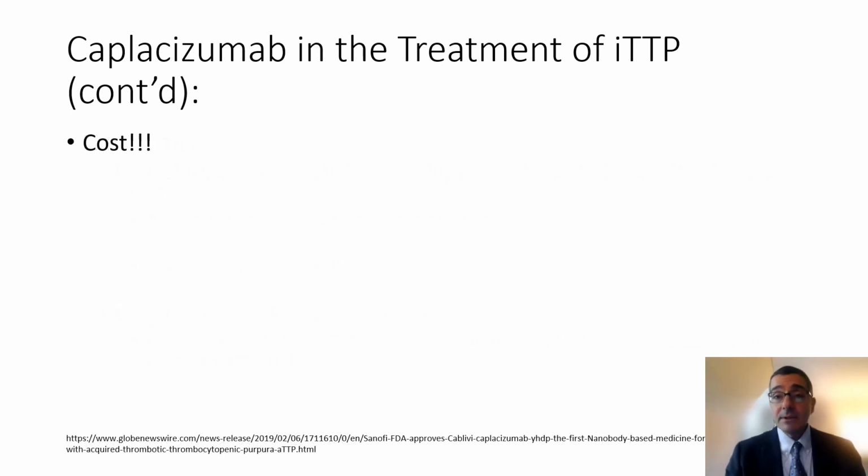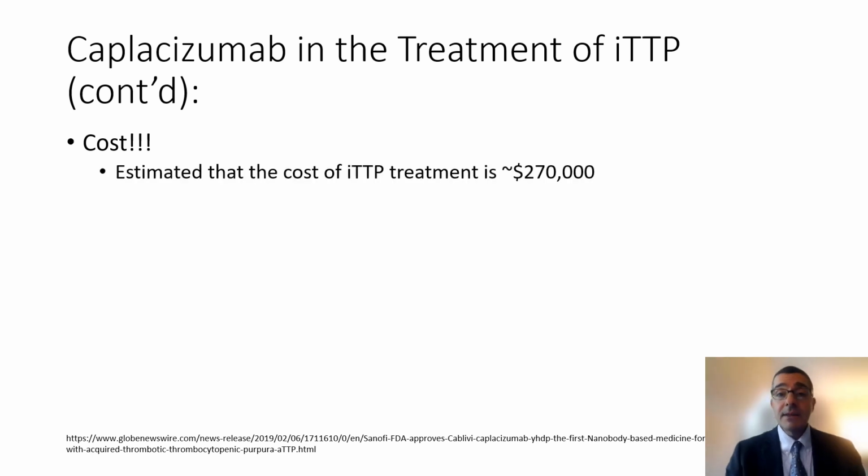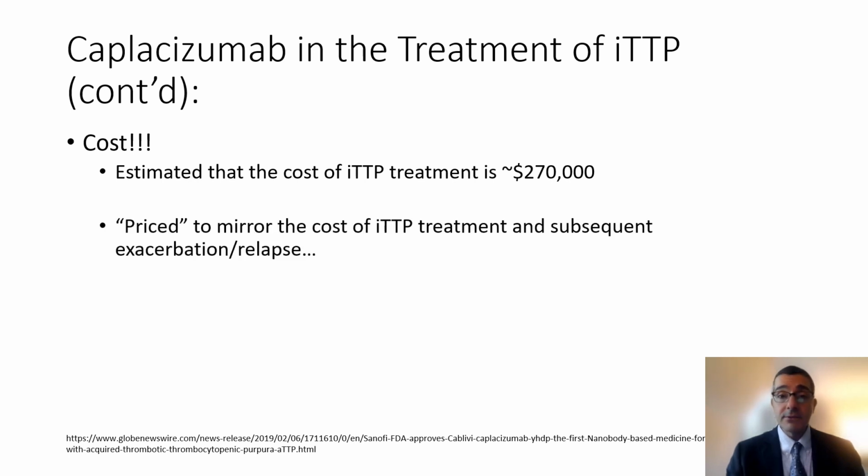The biggest thing that has come out with caplacizumab is the cost. It's estimated that the use in the hospital and then for 30 days afterwards, the cost is about $270,000. And this is what it's felt to price what it would cost if someone relapsed and had to come into the hospital or spent more time in the hospital, in the ICU, getting more plasma exchange.